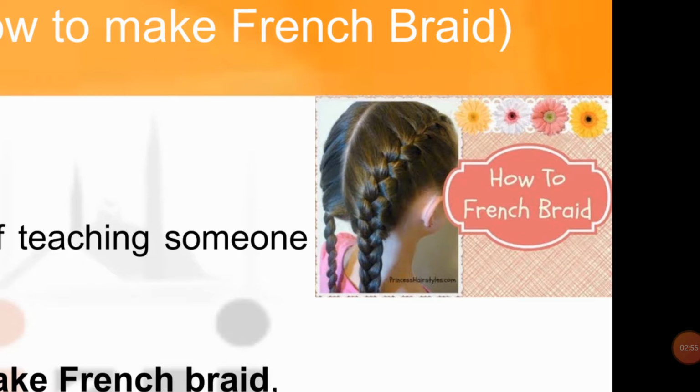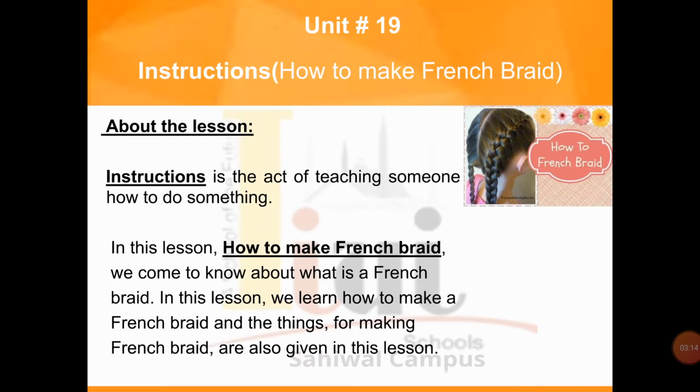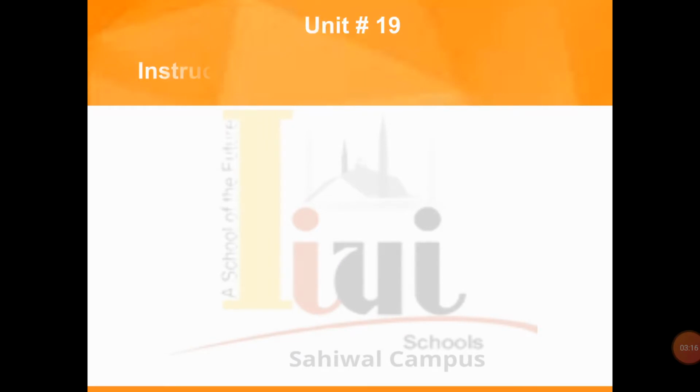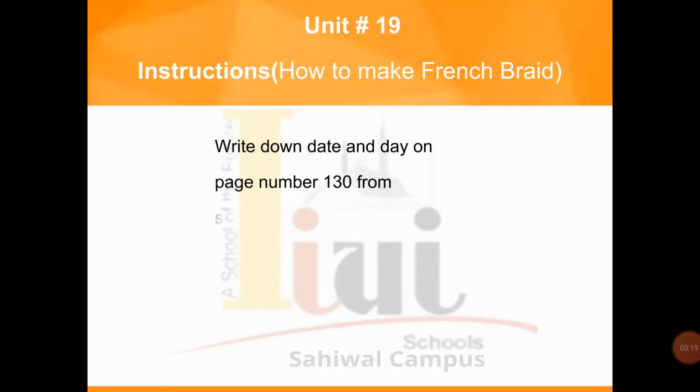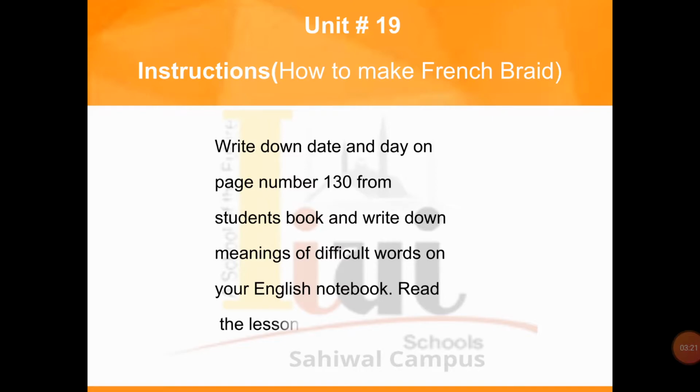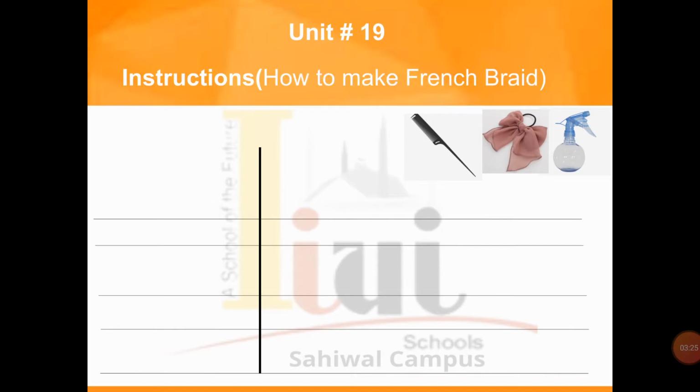It's a braid. Braid means बालों की जो knots के साथ एक hairstyle बनाया जाता है जिसे आप चुटिया कहते हैं. This is called braid. और इस टाइप की जो braid होती है इसे हम कहते हैं French braid. And you will learn the instructions to make this type of hairstyle in this lesson. And now I hope that you have opened your page 130 from students book. Let's begin the reading from the lesson.